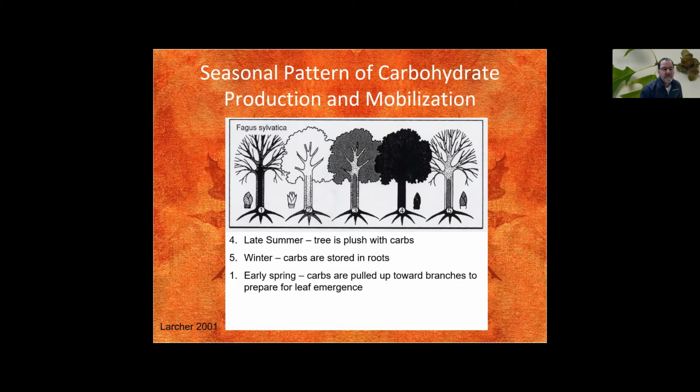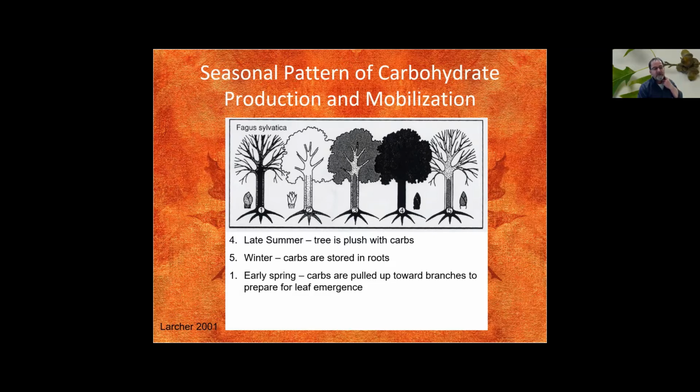So you can see that as number 1 there. And that's where we're at right now, at least in West Tennessee. I assume out your direction as well. These carbs are being pulled up, so the tree is replenishing these carbohydrates. Why? Because leaf emergence is fixing to occur. And when that happens, of course, it takes a whole lot of energy.